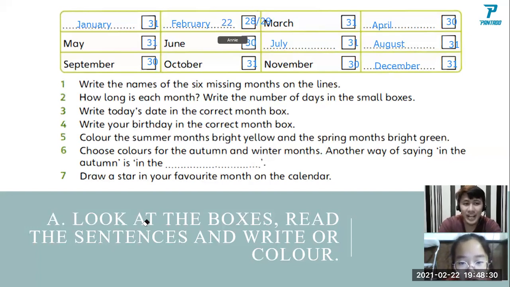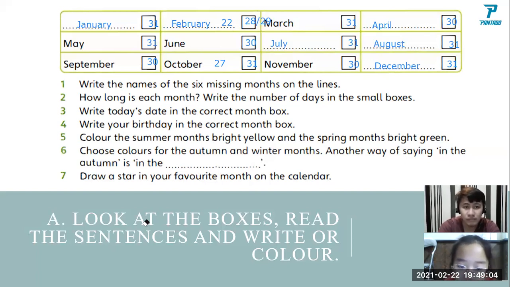Okay, very good. Next, number four. Can you read number four? Write your birthday in the current month box. Okay, so when is your birthday? 27th of October. So in the box of October, you write there 27. Okay, now number five.